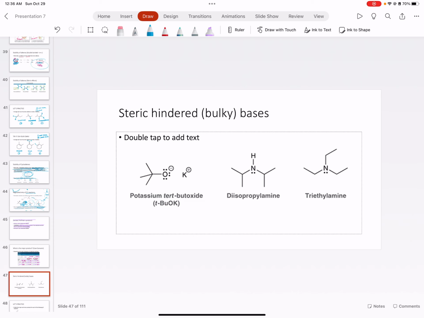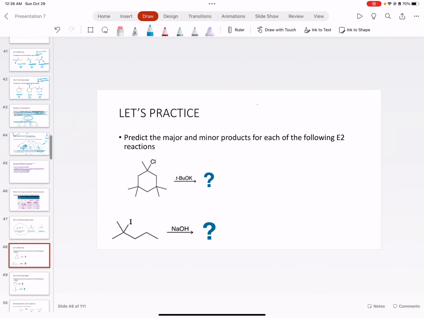So what are some examples of bulky bases? So it could be tert-butoxide, diisopropylamine, triethylamine. But these are not the only bulky bases. We have way more. These are just a few examples. So then we can do a little bit of practice. Predict the major and minor products.